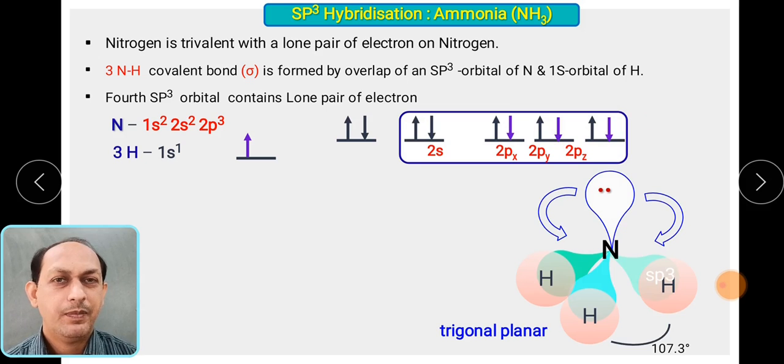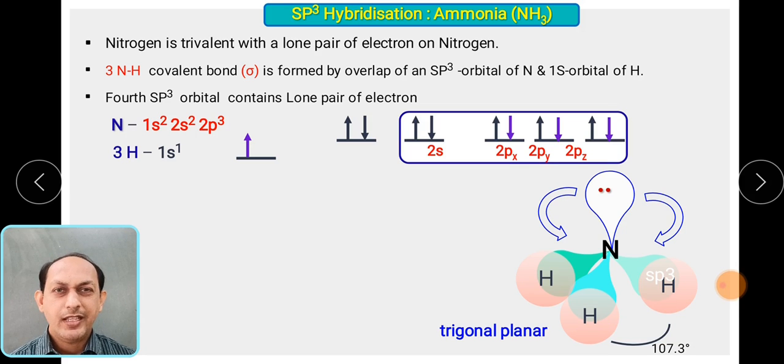So these 4 orbitals are now sp3 hybrid orbitals. You can see the shape. These sp3 hybrid orbitals are oriented in a trigonal planar shape. So you can see there is a repulsion between bond pair and lone pair. These are the 3 hydrogens which share 2 electrons each, and 3 N-H sigma bonds are formed by the overlap of s and sp3 orbitals of hydrogen and nitrogen respectively. So you can see the bond angle has been reduced to 107.